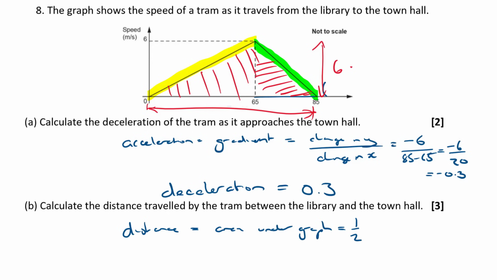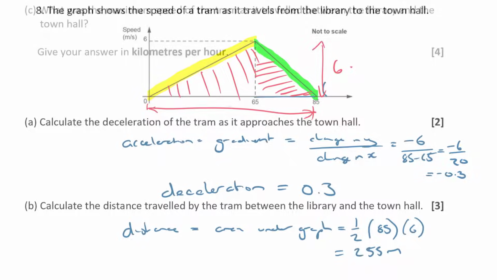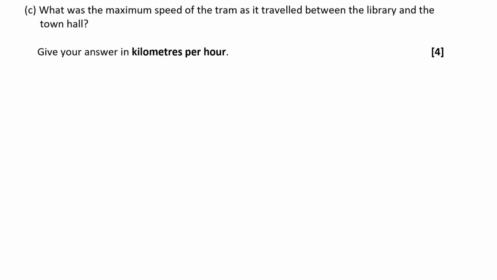So I'm just going to work it out as one big triangle. Half baseline of 85 and a height of 6. So half 6 is 3. 3 lots of 85: 240, 255. 255. And what's the units? It's in meters per second and seconds, so that's going to have to be meters then, isn't it? 255 meters.